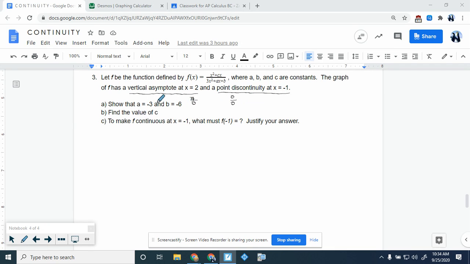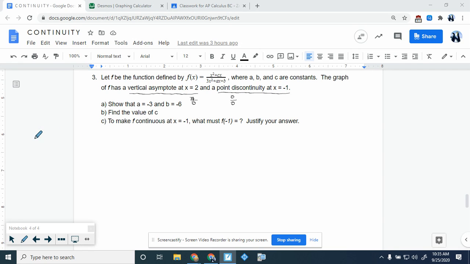Now it says show that a is -3 and b is -6. So basically, let's figure out what a and b are. What was the common thread with the given information? Because of these areas where the function is not continuous, they are values of x that make both bottoms 0. So it probably would make sense to start there. In other words, let me set this equal to 0, but at the same time plugging these values in.